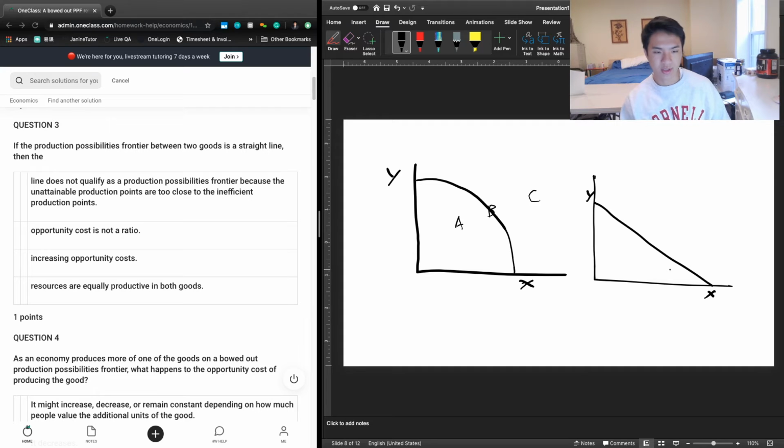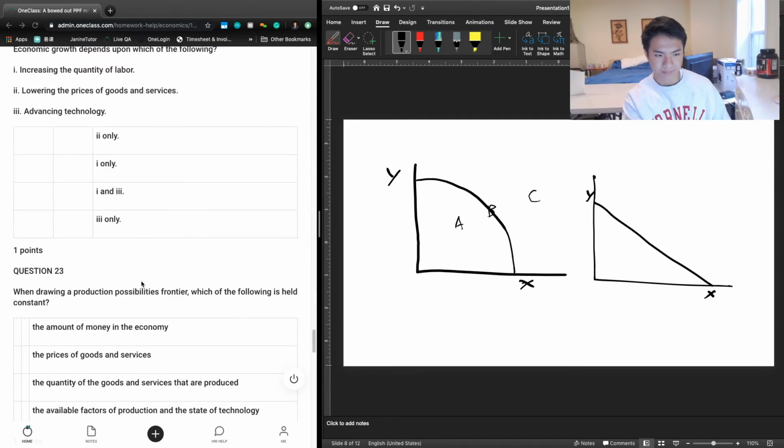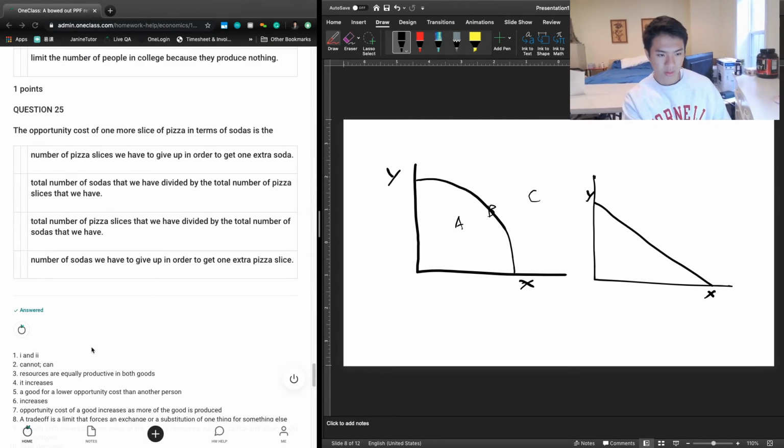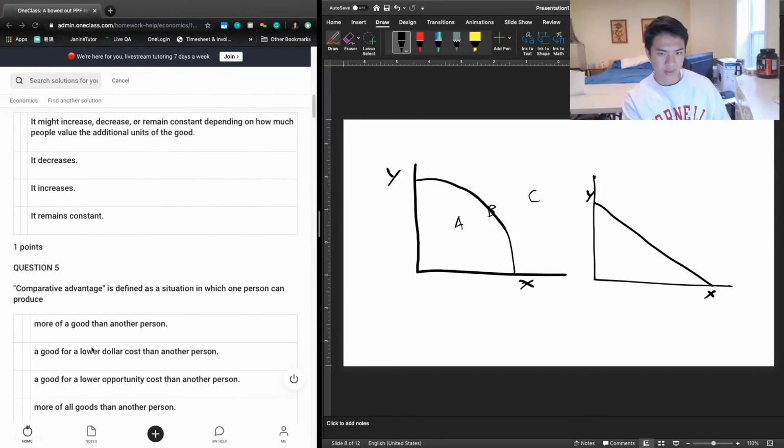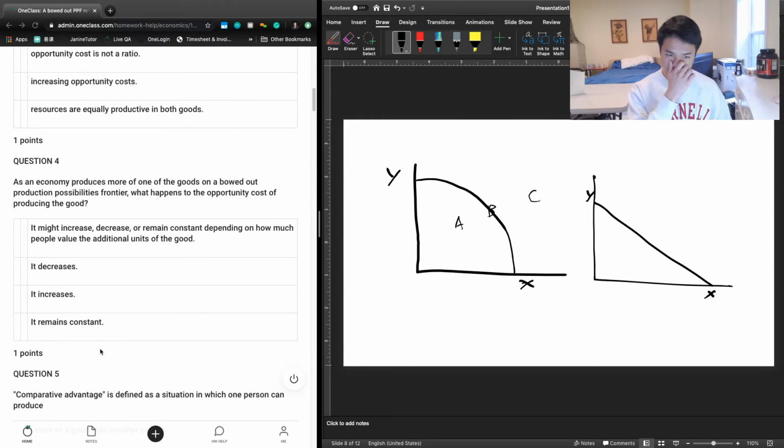And finally, resources are equally productive in both goods. And that's going to be the explanation which best encompasses why we see that the straight line is different. And that's because we have that equal productive nature of those resources. So resources are equally productive in both goods is going to be the right answer. And that's the answer choice that the tutor chose as well. So that's great. So let's see question 4.